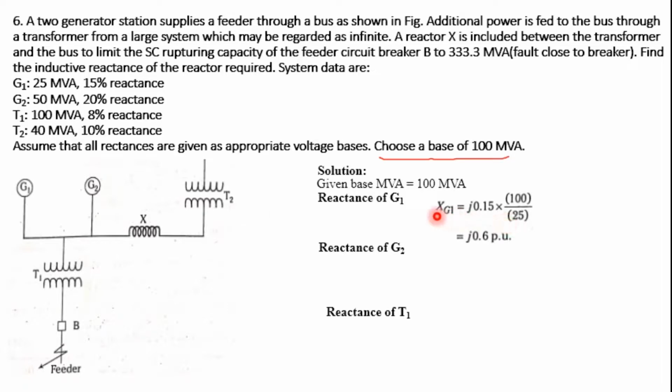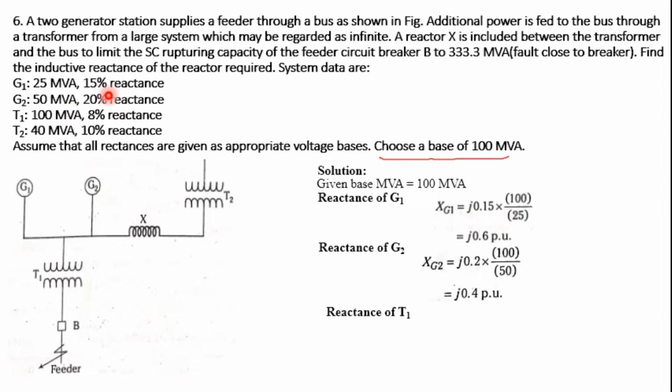So we know that X pu new is equal to X pu old into MVA base new value divided by MVA base old value. So there is no question of the voltage, so we are neglecting that voltage part. Okay, so considering generator G1, it has 15% reactance. So we can write it as 0.15. MVA base is 100, and the old value is 25.